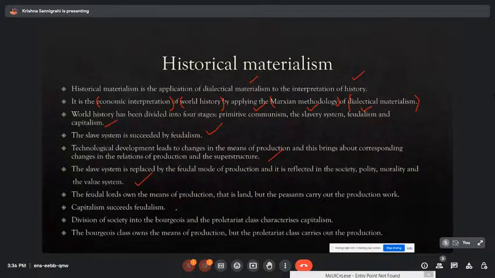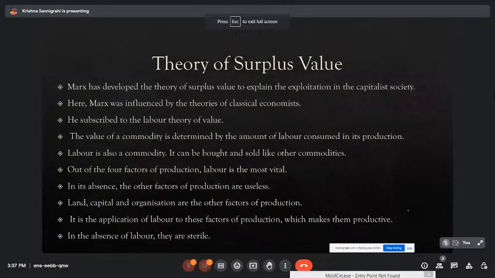Capitalism succeeds feudalism. Now, the division of society into bourgeois and proletariat classes characterizes capitalism. So, in capitalism, the haves and have-nots have been classified as the bourgeois and the proletariat class. The bourgeois class owns the means of production, but the proletariat class carries out the production. So, that is how historical materialism identified the way history developed.